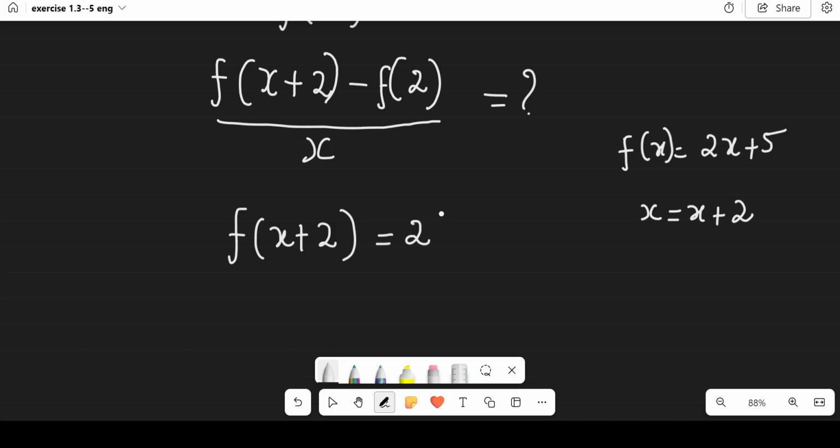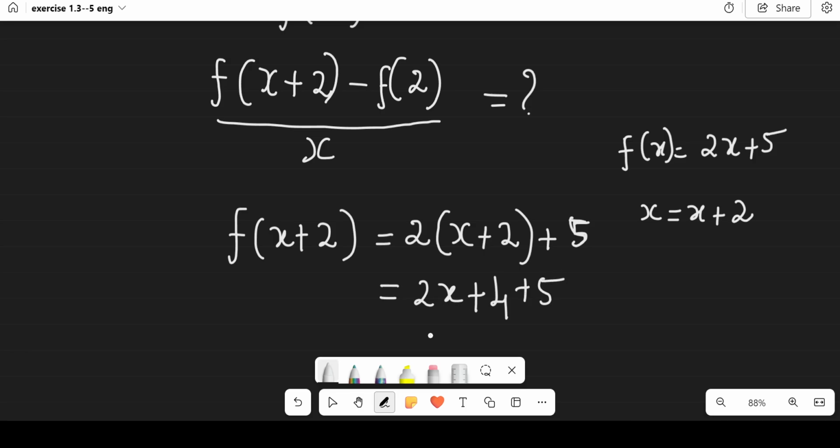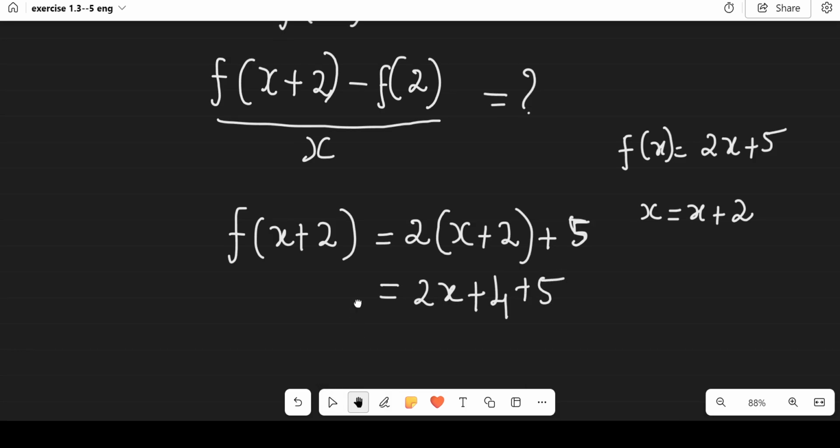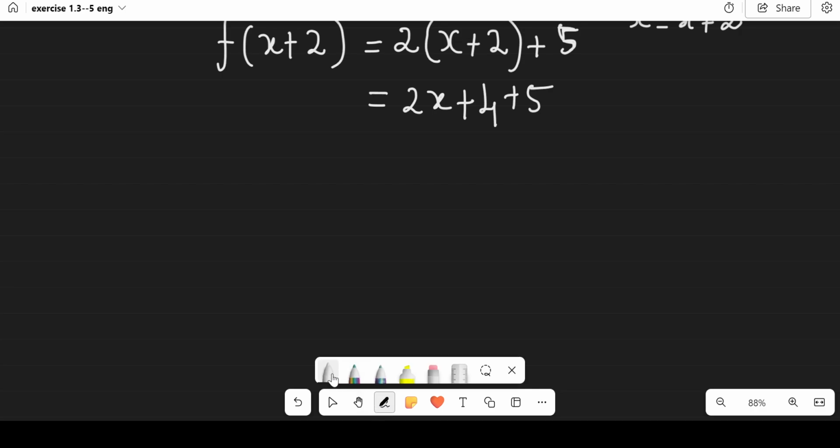So here 2 into x. What is 2 into x? X value is x plus 2, right? So 2 into x plus 2, plus 5. 2 into x is 2x, plus 2 into 2 is 4, then plus 5. So the answer would be 2x plus what? 4 plus 5 is 9, right? So 2x plus 9. This is the answer of f of x plus 2.